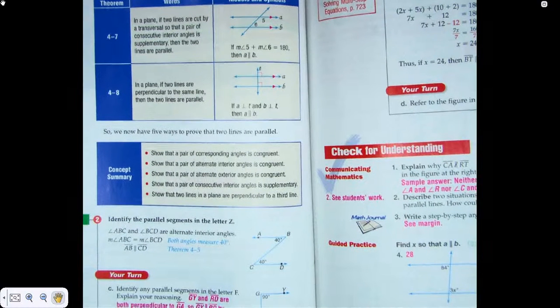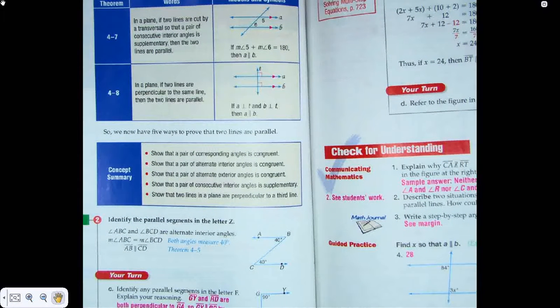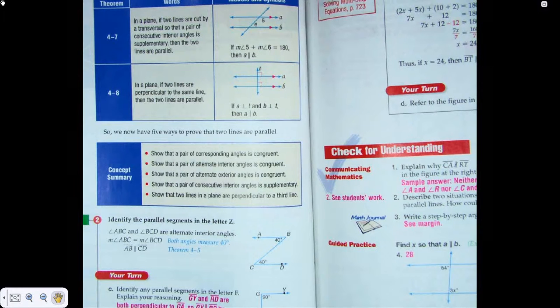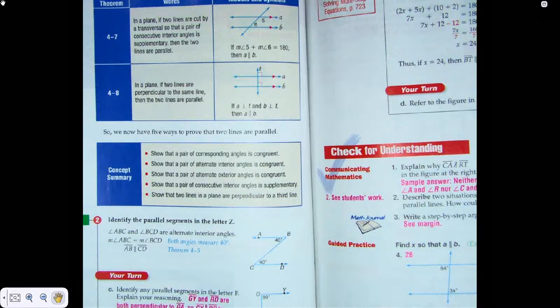And you'll see a lot of good things in this book. In this section, they have a concept summary. Show that a pair of corresponding angles are congruent. Show that a pair of alternate interior angles are congruent. Be able to show that alternate exterior angles are congruent. Be able to show a pair of consecutive interior angles as being supplementary. And then the last one says show that two lines are perpendicular to a third line. What it means is if that transversal is perpendicular to both lines, then they have to be parallel.